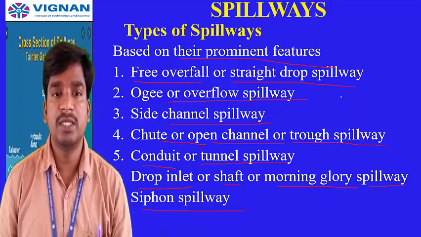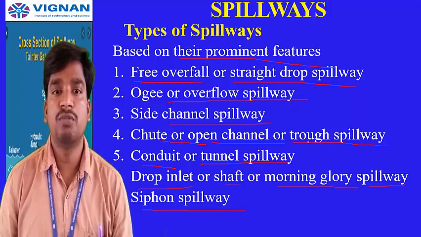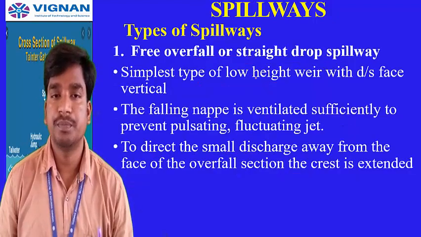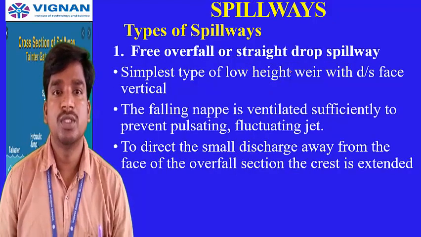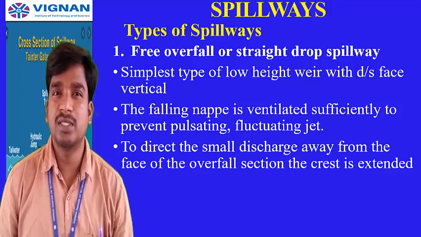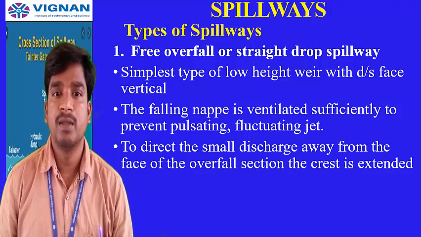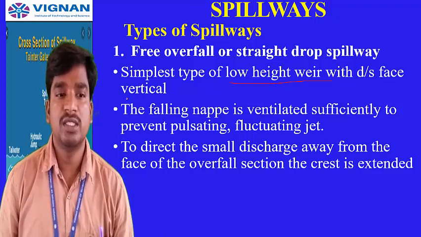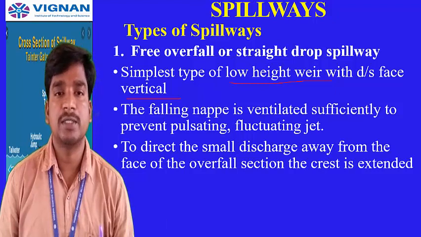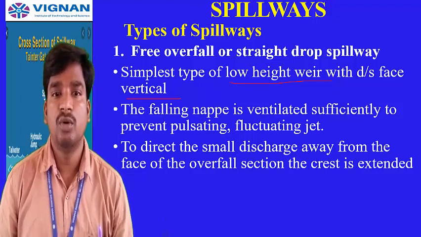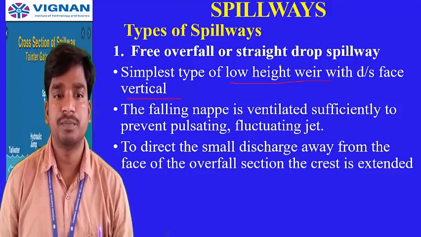Now coming to the first type, that is free fall, free overfall or straight drop spillway. This is the most common and simplest type of spillway, which is comparatively at lower height, where the downstream face is vertical. Here you can see this is curved, but in case of vertical straight drop or free fall, this one is flat.